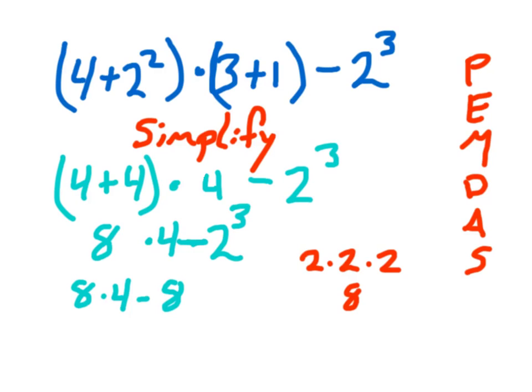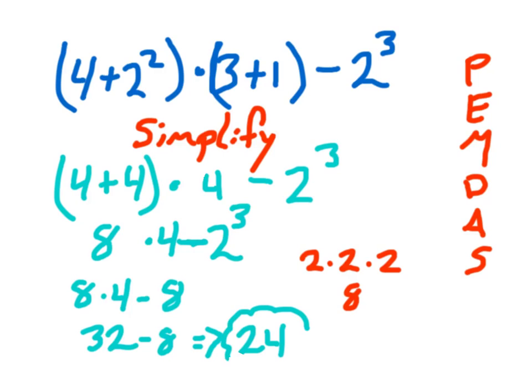Now I can finally do the multiplication. So 8 times 4 is 8 times 2 is 16, times 2 is 32, so it'd be 32 minus 8, which of course is equal to 24. Okay, so the big thing is just work slowly and go step by step right down the row. Okay, so now here are a couple that I try.